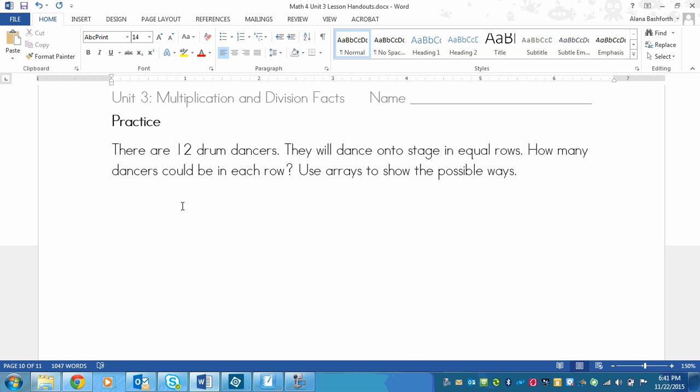They will dance onto stage in equal rows. How many dancers could be in each row? Use arrays to show possible ways. So don't do what I did up there and do the cheating way, because you have a paper and pencil, so it's easier for you to make room for these things. But see how many you can get. So pause the video and then we'll do it together after.